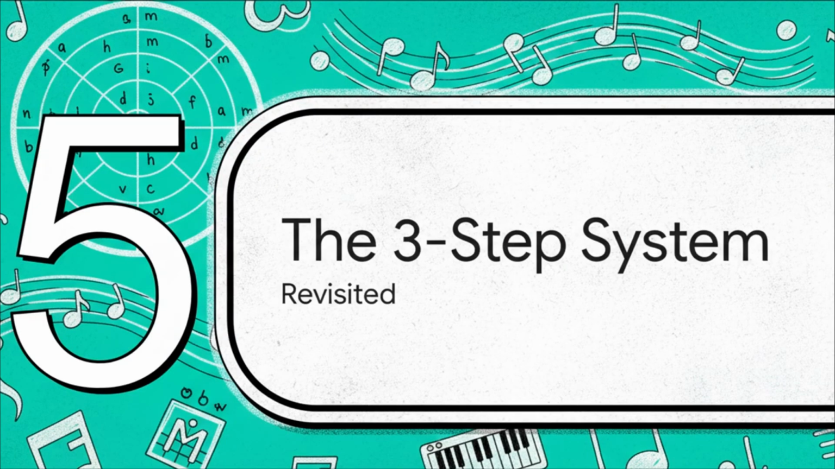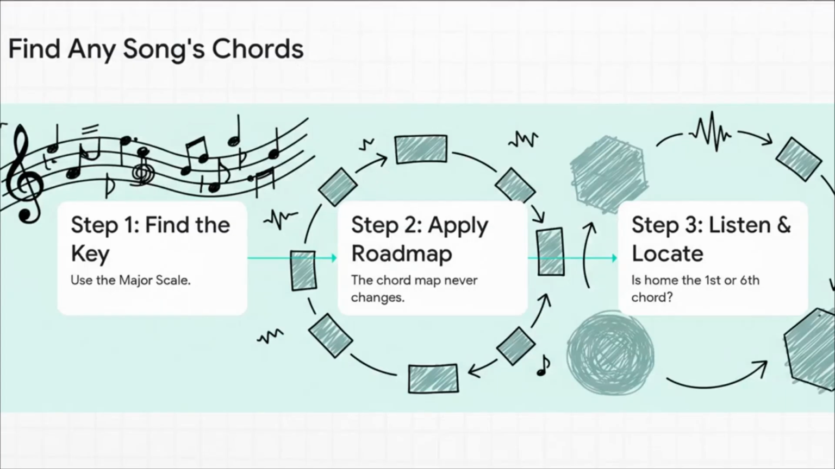So let's put all these pieces together now. Let's build a practical system you can use to figure out the chords to basically any song, whether it feels major or minor. You see, the system is exactly the same one you'd use for any major key song. Step 1, you find the parent major scale that fits. Step 2, you lay out that chord roadmap, which we now know never changes. And then step 3, you just listen. The only new piece is that now you're listening with a new question. Is the song resolving to the 1st chord, or does it feel like it's constantly being pulled toward that 6th chord?